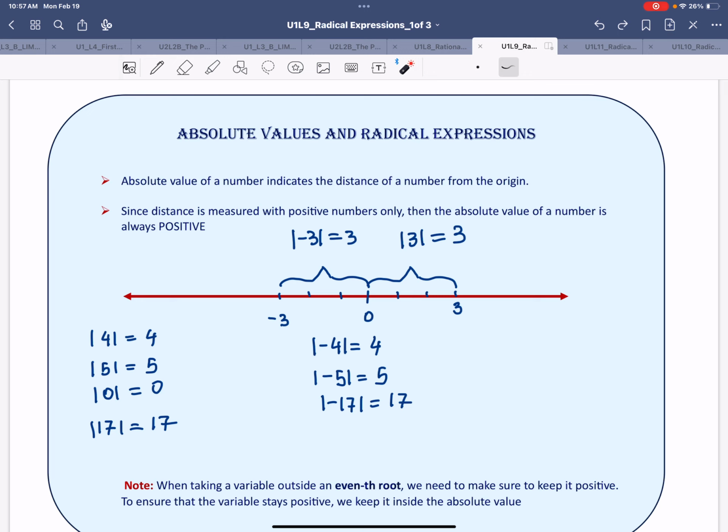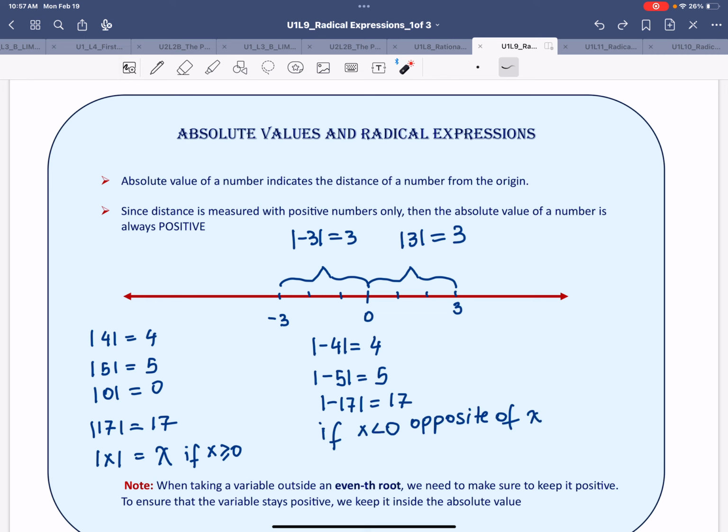So in conclusion, if we have an unknown number x inside the absolute value, and x is positive or equal to 0, the answer will be x itself, right? Because the absolute value of positives or zeros equals the same values.